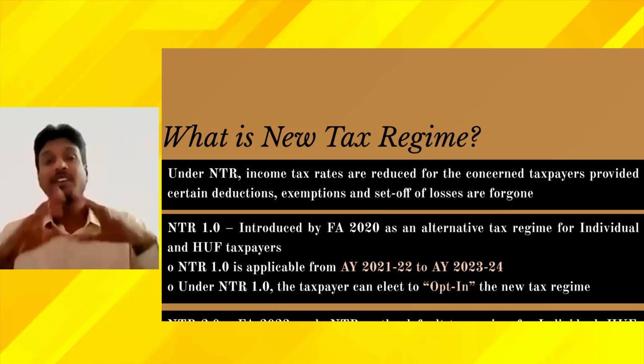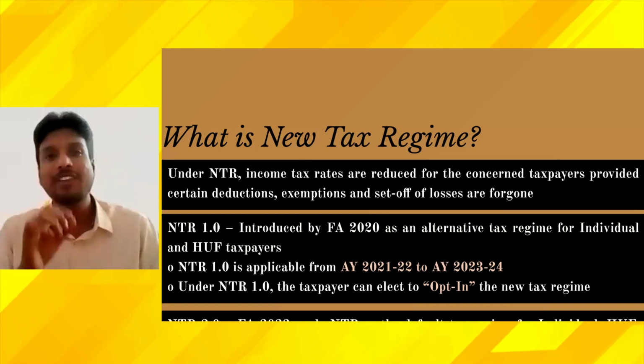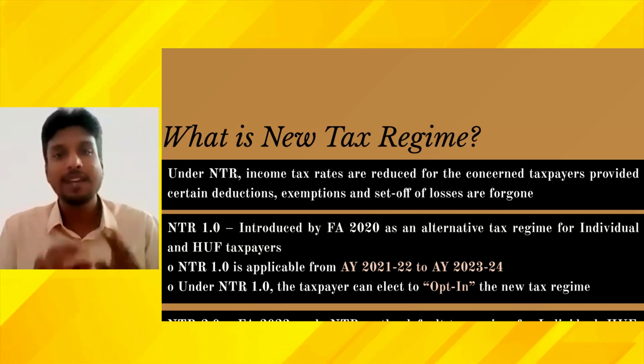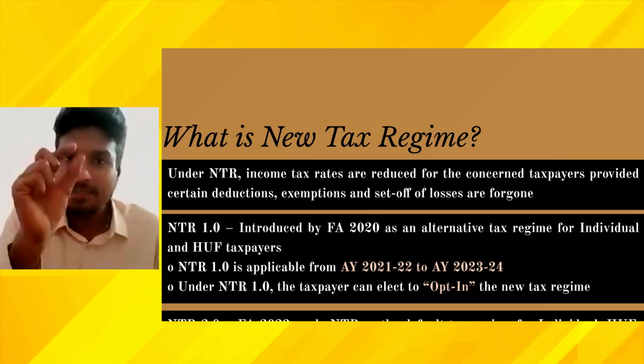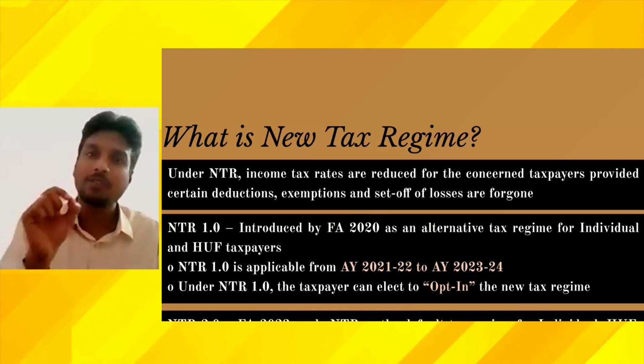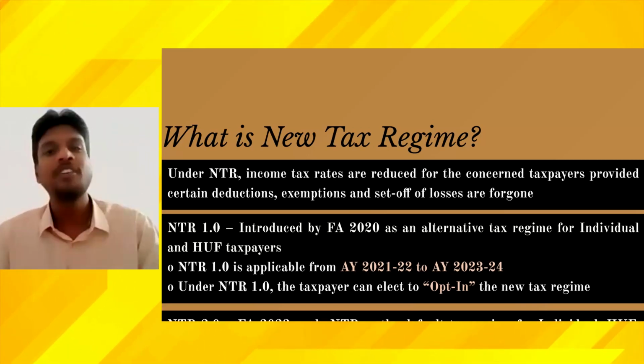They said that if a lot of exemptions and deductions are given, it will be very difficult for the taxpayer to calculate and comply with the tax provisions. Thereby, let us do away with all of that and get a simplified, new and reduced tax rate. Apply that without taking any benefit of exemptions, deductions, and set off of losses.